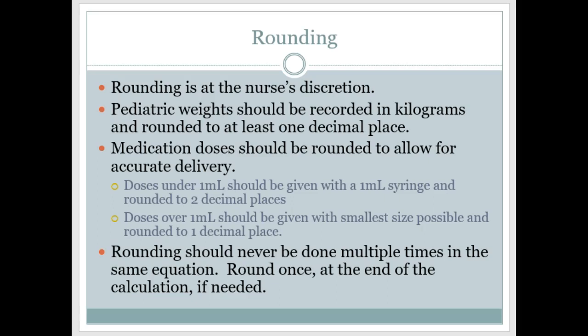For medications, think about how you can accurately deliver the dose. If a dose is under a milliliter, you can use a mil syringe and go down to 2 decimal places. If a dose is over a milliliter, the smallest increments you can use are 1 decimal place increments on those syringes, and so you would want those doses to be to 1 decimal place. And then if you're going to round, do it at the very end of your calculation only once, so that you're not rounding multiple times and causing your answer to be skewed.